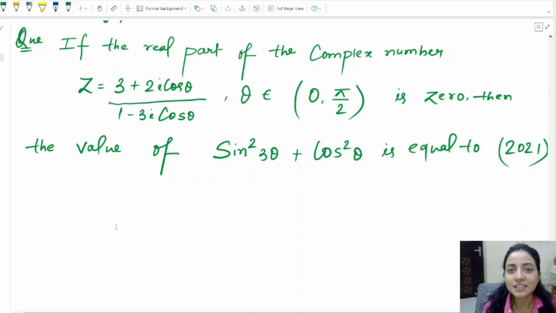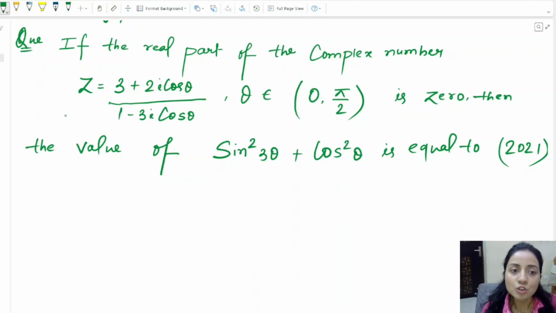Hello everyone, let's see this particular question. So here the question says that the real part of the complex number z is given over here and the range of theta is also given, that theta must lie between 0 to pi by 2. The real part of the given complex number is 0. Then we are supposed to find the value of sine square 3 theta plus cos square theta.